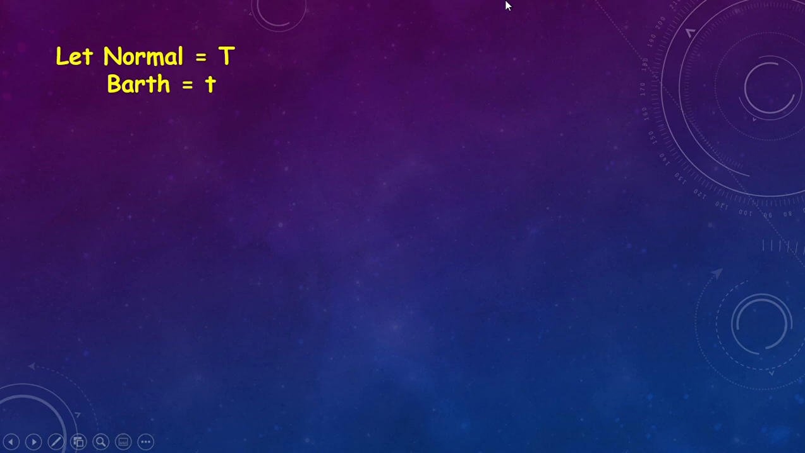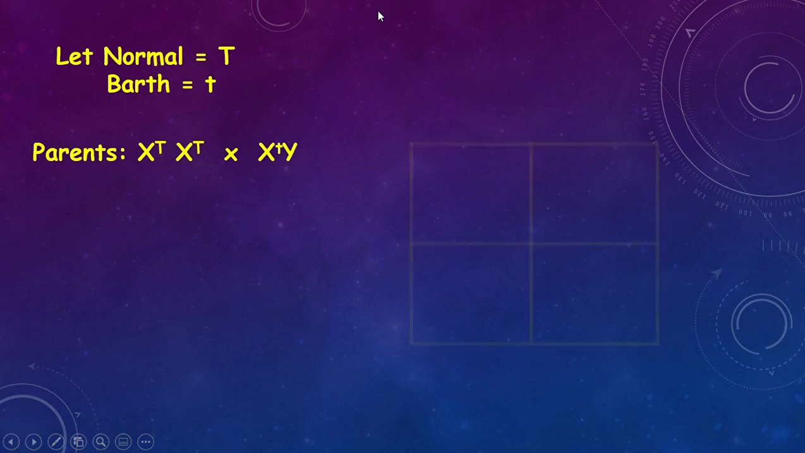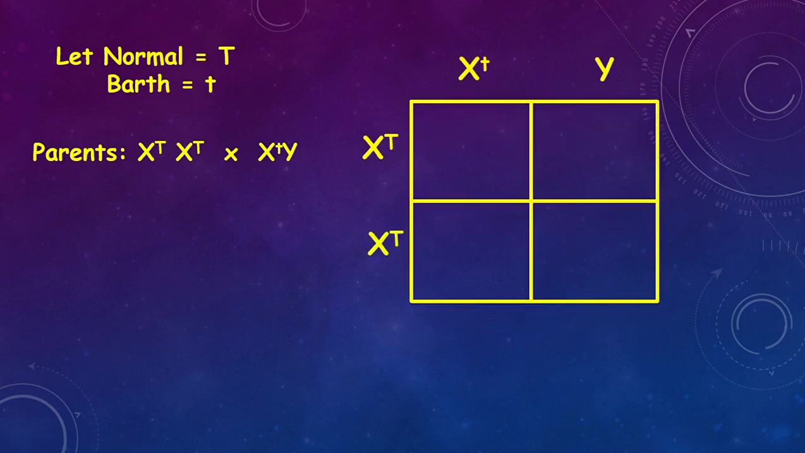I hope that at the same time you're writing down all the different possible combinations with this as well, because it really does help you. Right, so parent genotypes: we've got a male with Barth syndrome and a non-carrying female. Sex-linked, so we have to have X's and Y's, therefore the female is X big T X big T, and the male is X little t Y. Hope you got that. Draw a Punnett. Separate out.